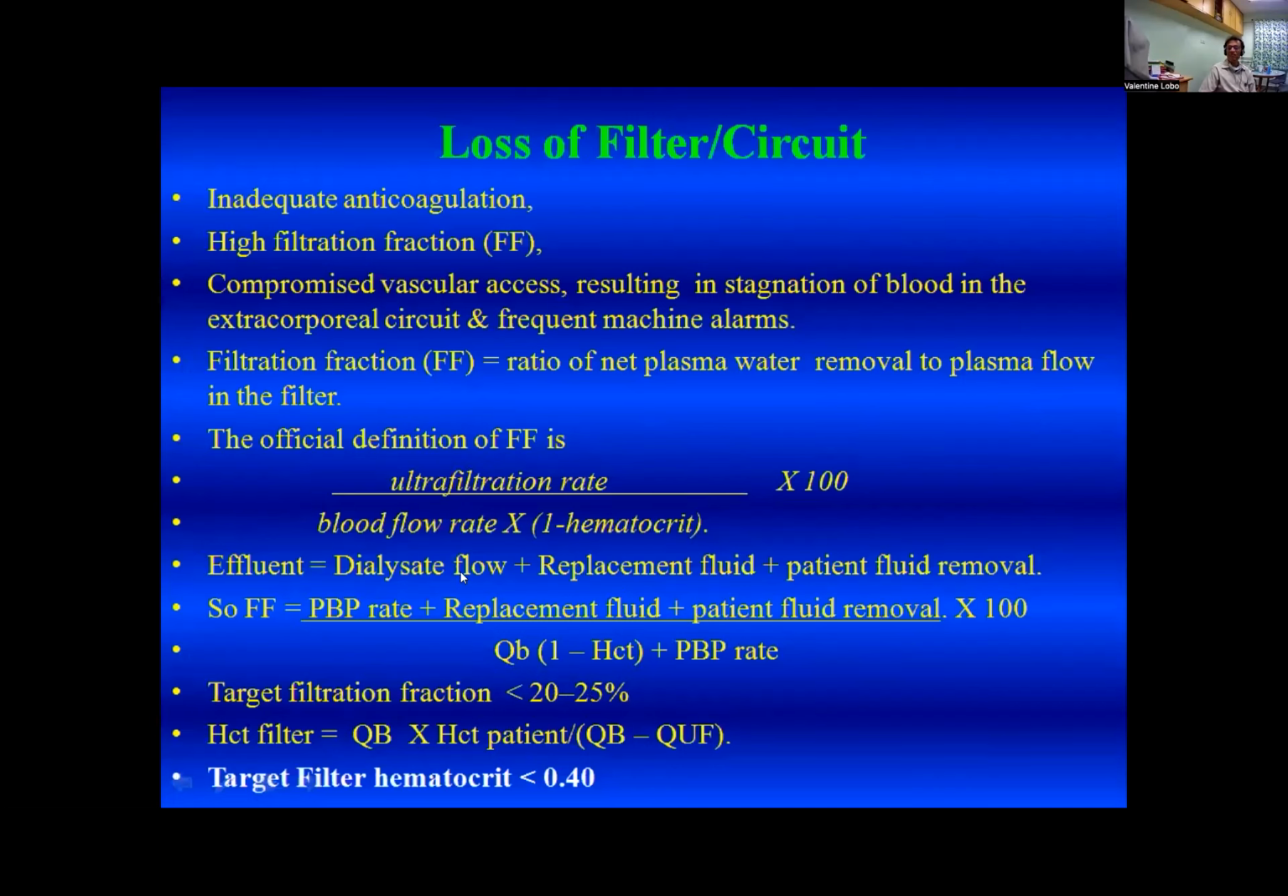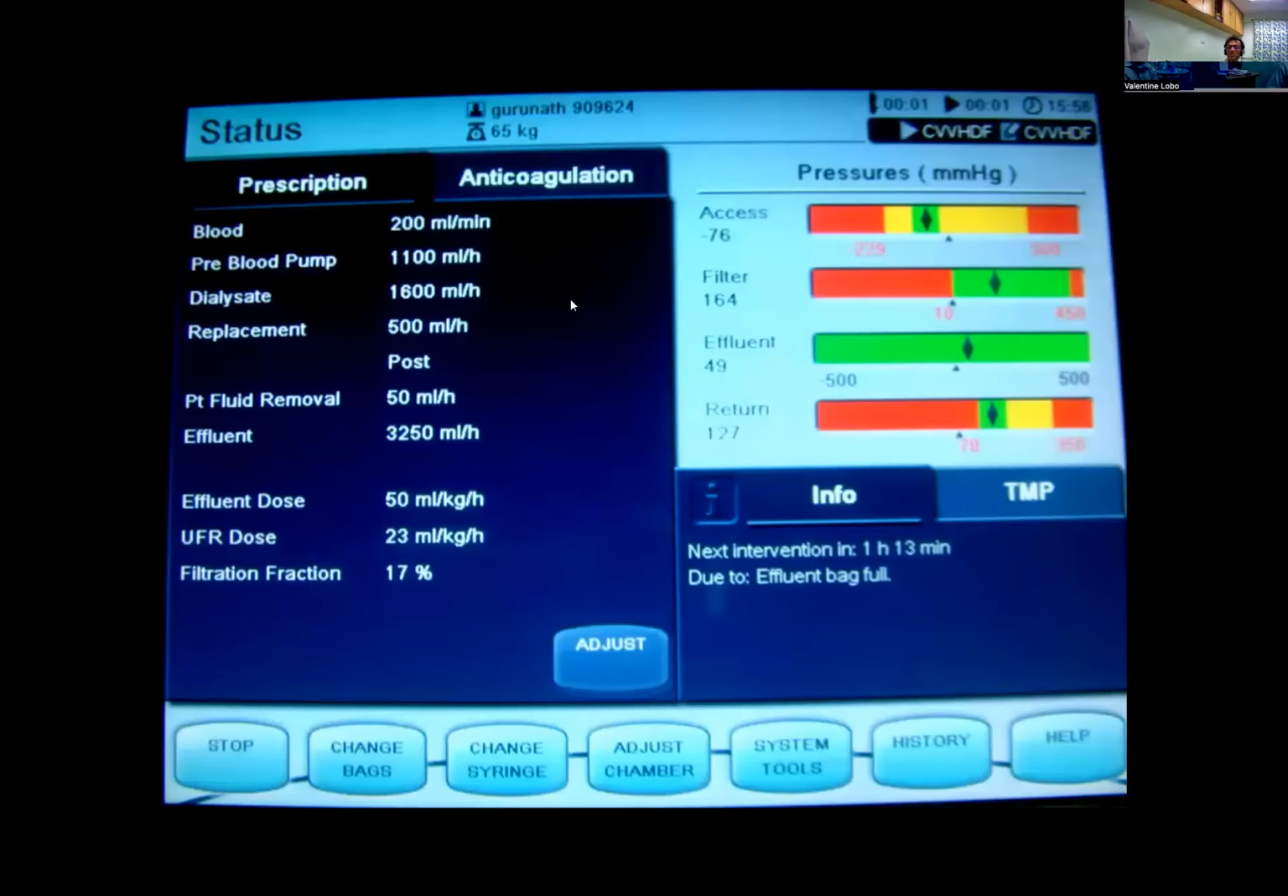As the effluent is the dialysate flow plus the replacement fluid flow plus the patient fluid removal, the filtration fraction does not include the dialysate flow. So the PBP rate, replacement fluid rate, and patient fluid removal, upon the blood water rate and the PBP rate, gives us the filtration fraction. Fortunately, again, we don't need to calculate all this.